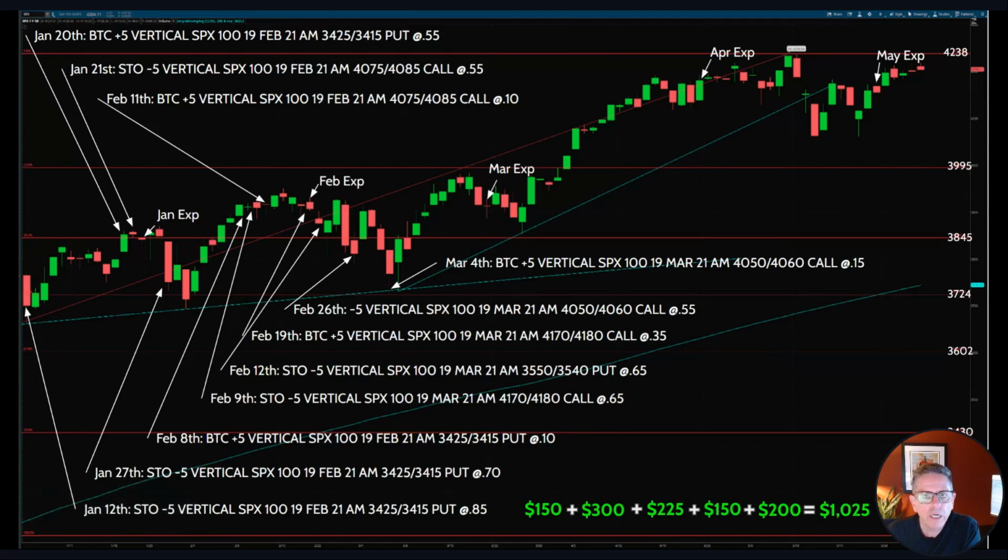Okay, and so I've actually gone through a whole year of these trades, and it's just a phenomenal trade. The monthly trade is a really easy, non-stress way to trade these.